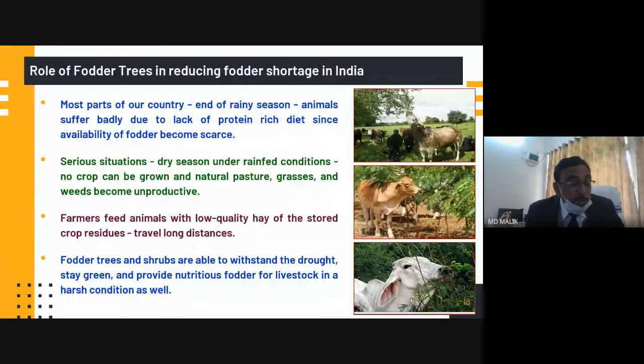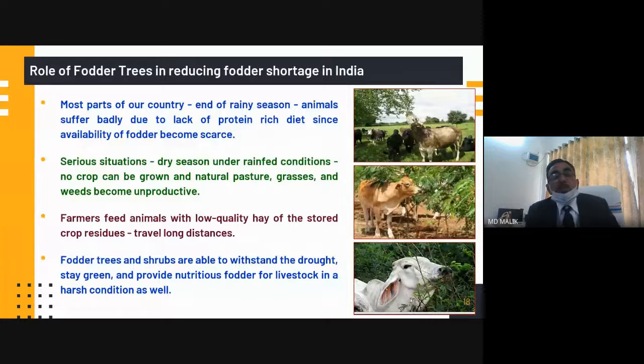So in search of quality fodder grasses, they used to go from here to there, and then when summer comes, they shift to the Kashmir Valley. So these are the situations there, and we have to think about how this can be enhanced.